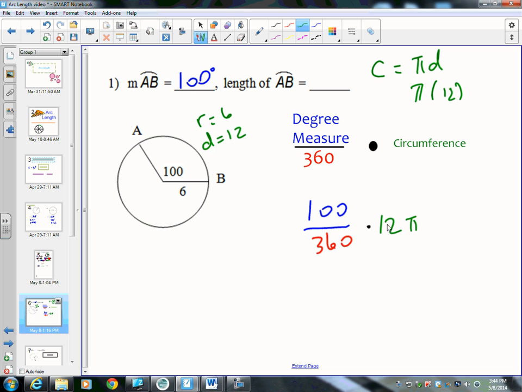So we can divide these and multiply by 12 pi. So we end up saying 100 divided by 360 multiplied by, I'm just going to multiply by the number 12. And I'm going to leave it in terms of pi, so we get 3.3 pi. Okay, and this is our arc length of the arc AB.